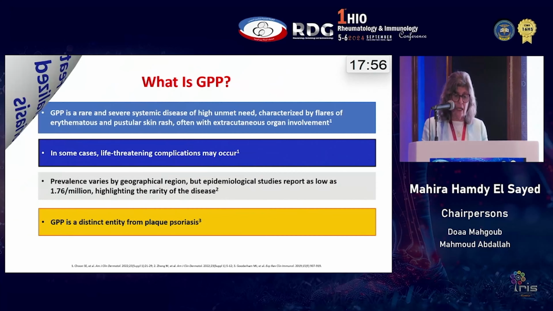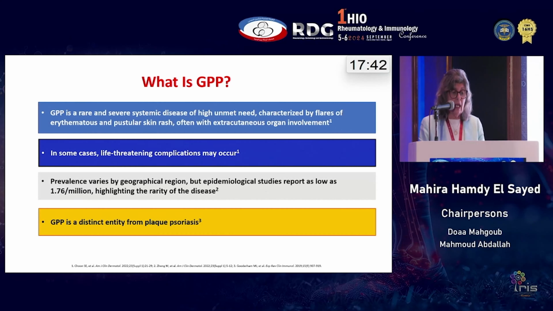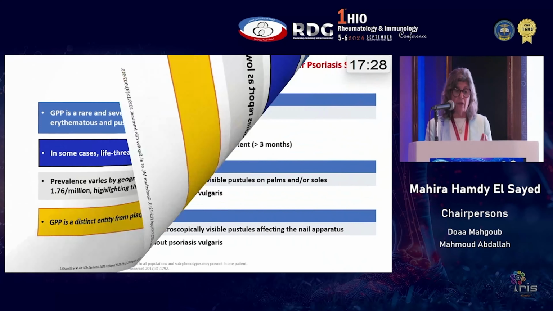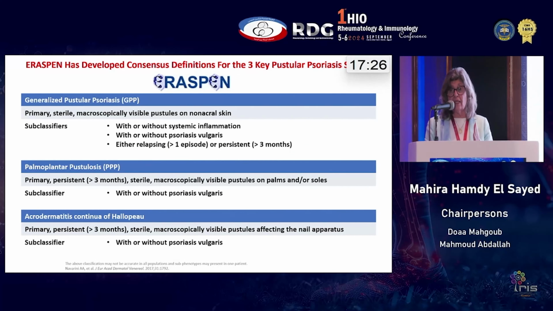What are the clinical features of GPP? It's characterized by rare, severe systemic disease, by erythema, pustular skin rash, often with extracutaneous organ involvement. In some cases, we can have life-threatening complications and other organ affection. And it is a distinct entity from plaque psoriasis, although they can occur together. But I will let you know in a minute why was it considered a distinct entity from plaque psoriasis.